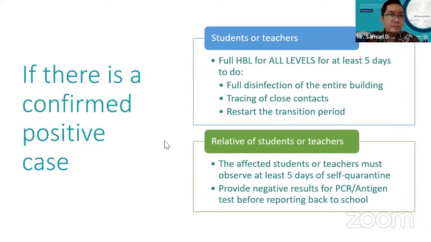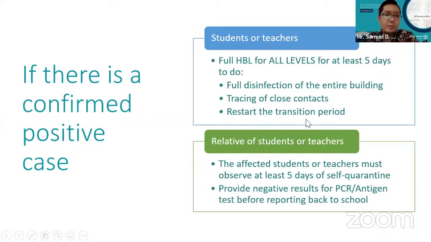What happens if there is a confirmed positive case? Again, this is assuming that the person is reporting to school. For students or teachers, full HBL for all levels for at least 5 days to do full disinfection of the entire building, tracing of close contacts, and restart the transition period.